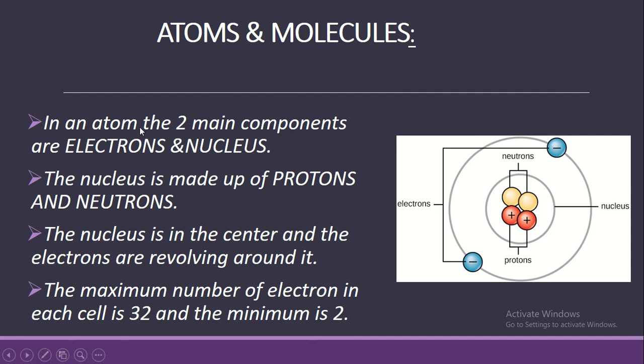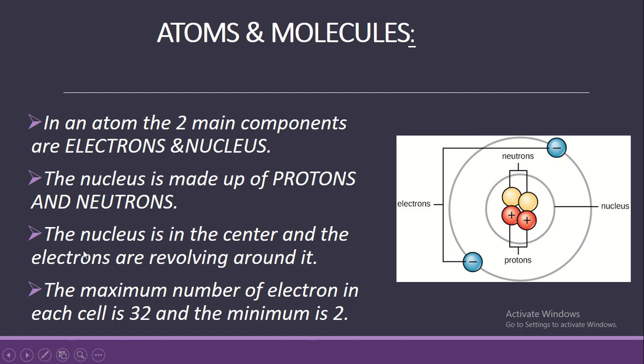In an atom, two main components are present. They are electrons and the nucleus. The nucleus is made up of protons and neutrons. The nucleus is in the center and the electrons are revolving around it. Revolving means it is going round and round in the same path.